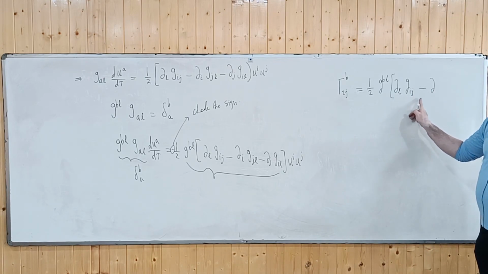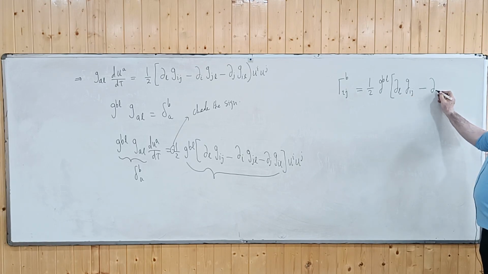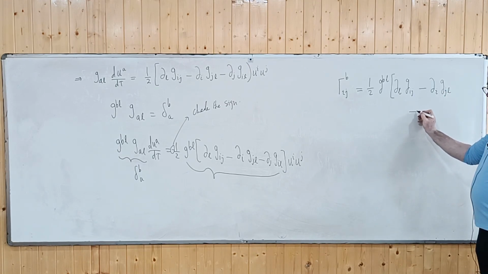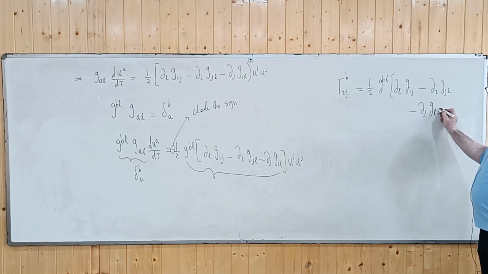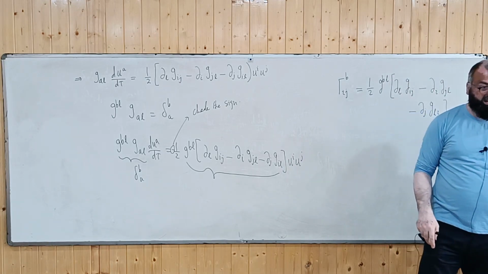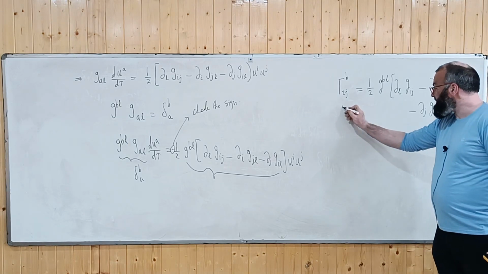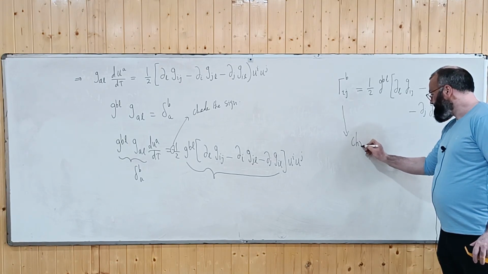Then make a cyclic ordering. What is the cyclic ordering? I will come here. You write I, G, J, L. Then you write minus, take J here, so it is G, L, I. G_{IL} and G_{LI} are the same, because G is a symmetric tensor. So this is a way to write it. We call these the Christoffel symbols.